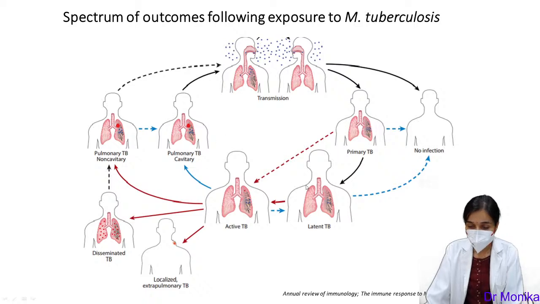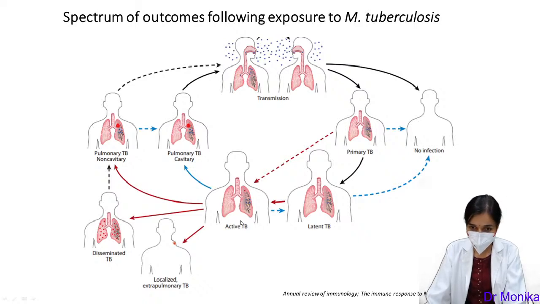In case of an immunocompromised host, however, there will be progression of the disease, as they will not be able to control the bacillary replication. So here the solid lines show the usual route of progression, while the dashed lines show the unusual route of progression. The red line shows the progression in an immunocompromised host, while the blue line shows the progression in an immunocompetent host.